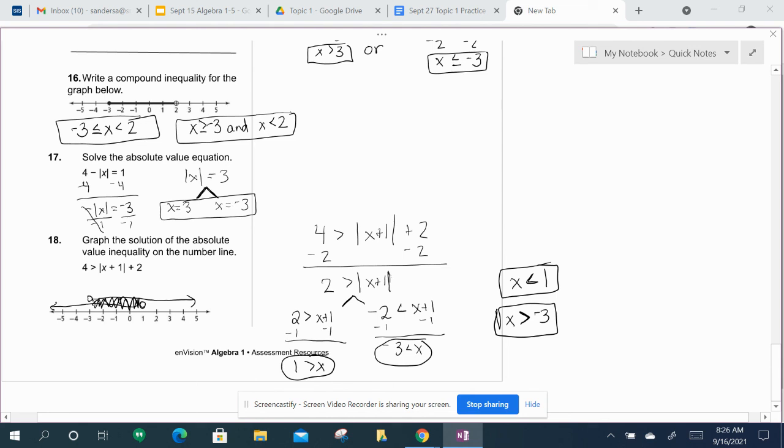Now, just to be on the safe side, I can test these other areas. Maybe I'll try a 2. If I take 2 plus 1, that's 3, and the absolute value of 3 is 3. 3 plus 2 is 5, but 4 is greater than 5 is not a true statement, so I don't want to shade this area. I could do the same and find that I don't want to shade this area.